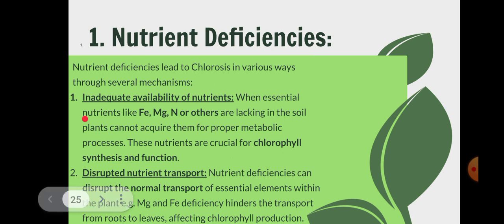The second one is disrupted nutrient transport. Nutrient deficiencies can disrupt the normal transport of essential elements in a plant. For example, magnesium and iron deficiencies hinder the transport from roots to leaves, and therefore it affects the production of chlorophyll.